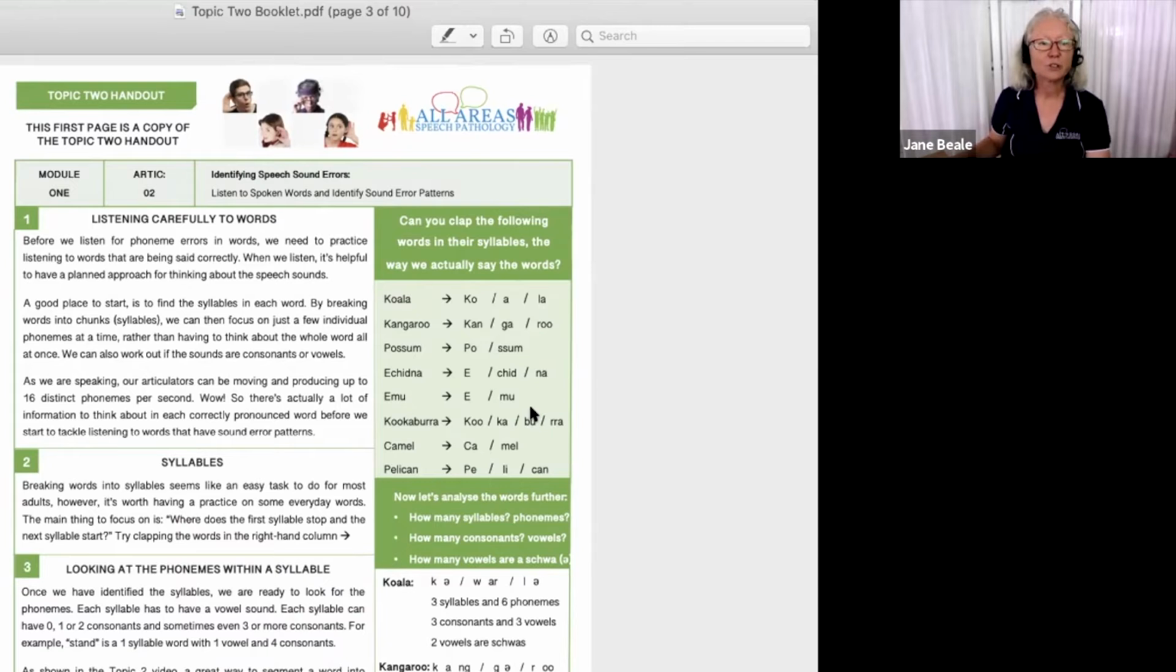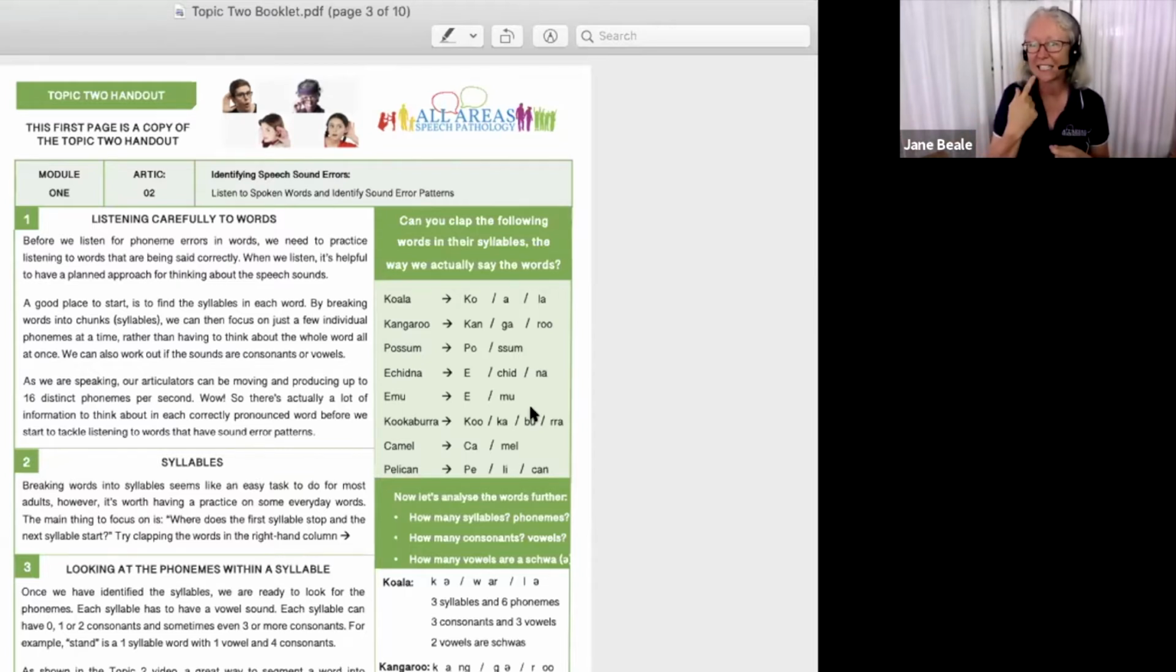So number 1, would you agree we're all listening carefully to words and we're starting with the syllables? And it says there that when we are speaking, our articulators are moving and producing up to 16 distinct phonemes per second. Wow, that's a lot of moves, isn't it? No wonder if you're helping an adult who's had a stroke or a brain injury, they find it hard to speak, because they might find it hard to do the buttons up on their shirt. They might find it hard to get in and out of a car.